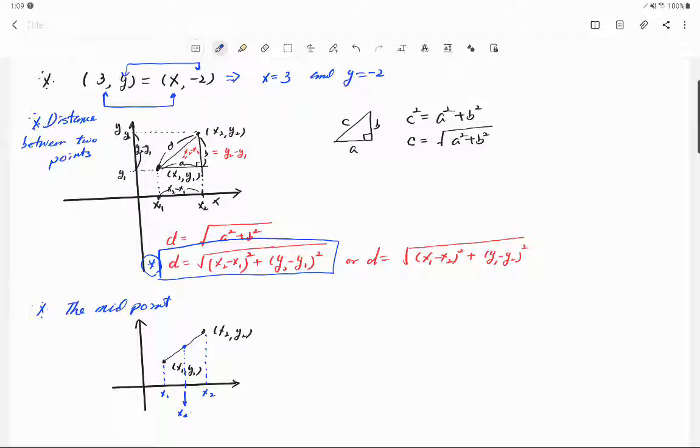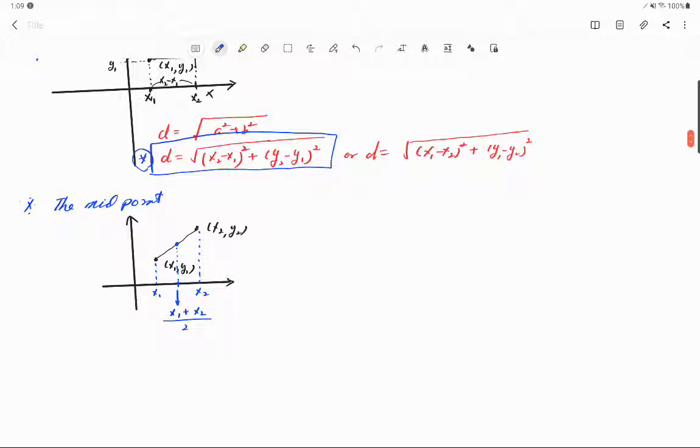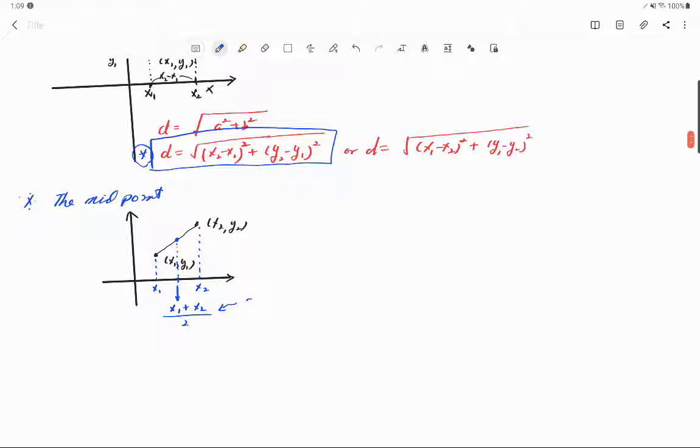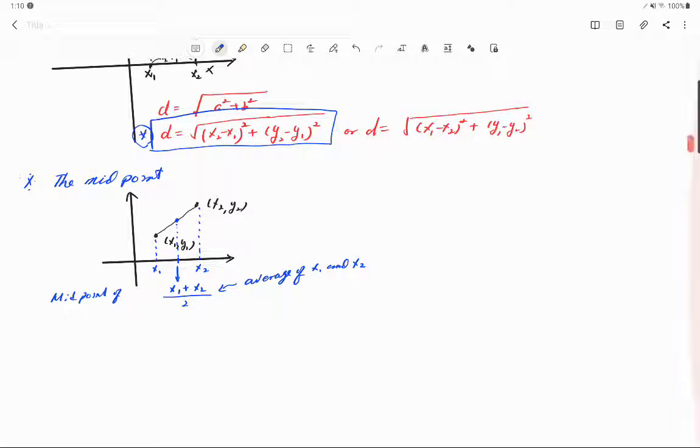So x1 plus x2. So we're going to add. How do you find the average between 2 numbers? Add up 2 numbers and divide by 2, right? So that's the midpoint of the x coordinate. So this is the average of x1 and x2. So that's the midpoint of the x coordinates.